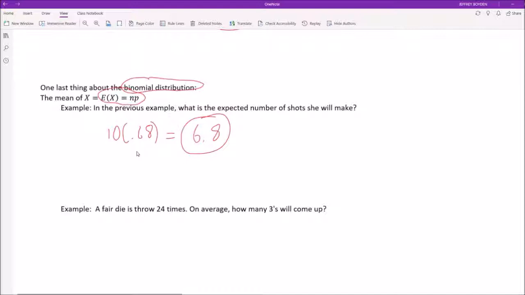Here's another one. A fair die is thrown 24 times. We want to know on average how many threes are going to come up. So 24 times, that's n. They asked about threes. They didn't tell us the probability, but if a die is fair and has 6 sides, the probability of a 3 is 1 in 6. So all we have to do is n times p, and I'm taking this right here, y'all. 24 times 1/6, and that's 4. So if you roll the dice 24 times, on average, you're going to get 4 threes.